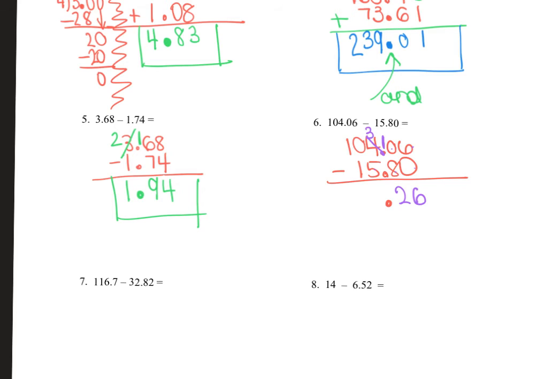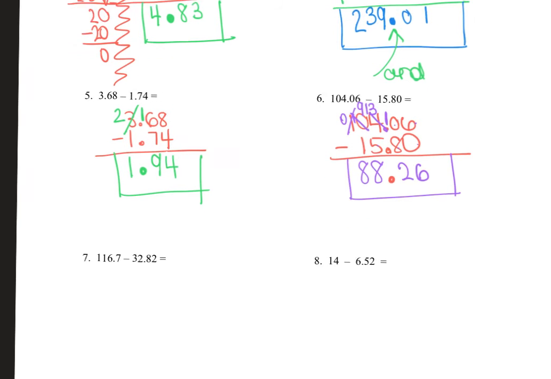Cannot take the 5 from the 3, so I have to borrow. Now I can't borrow from the 0, so I borrow from the 1. The 1 becomes a 0, the 0 becomes a 10, but I'm not done because I needed to get back to that 3. So the 10 becomes a 9, and the 3 becomes a 13. So 13 minus 5 is 8. And please go back and rewind that if you want to watch that process again. 9 minus 1 gives me 8, and 0 comes down. So I have 88 and 26 hundredths.